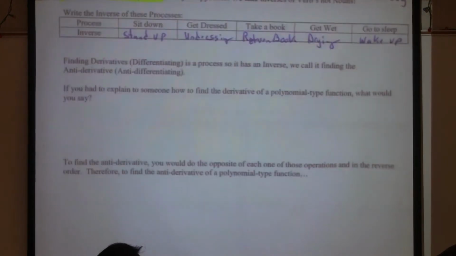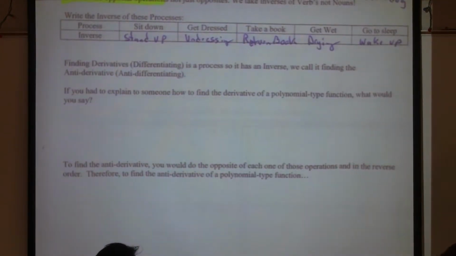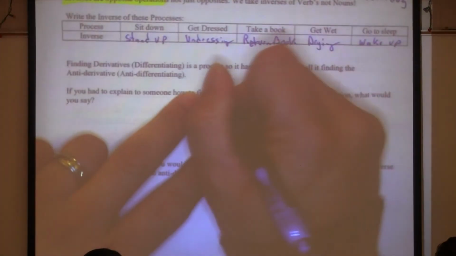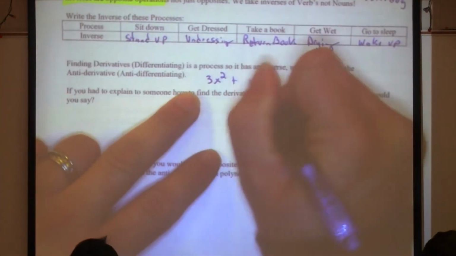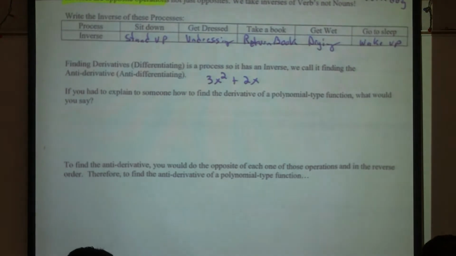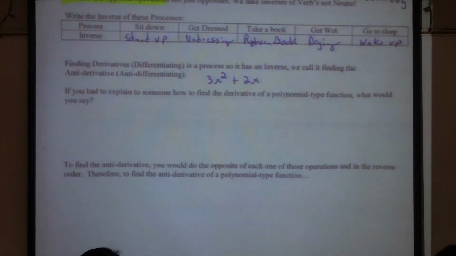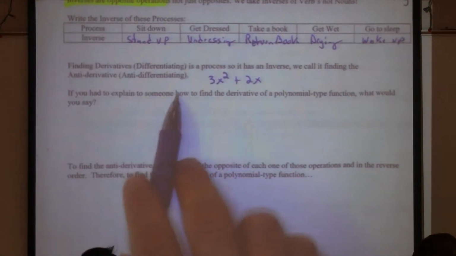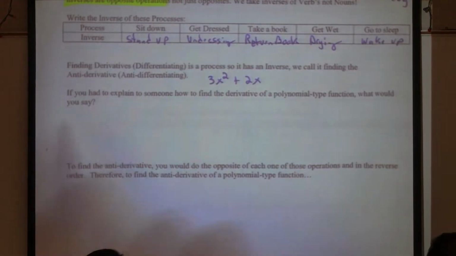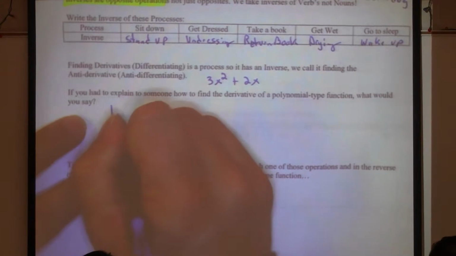So, do we remember how to find the derivative of a polynomial type function? Let's say I had this, 3x squared plus 2x. How would I find its derivative? Power rule? Let's write down the steps. If you had to explain to someone how to find the derivative, what would you say? What would be the first thing I do?